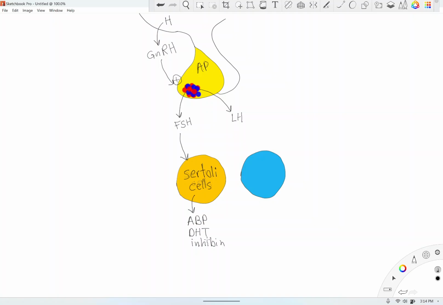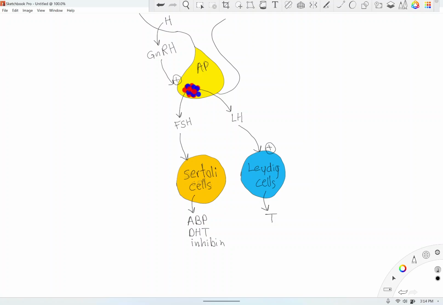On the other hand, GnRH at the same time will act on the anterior pituitary, causing release of LH, luteinizing hormone. Luteinizing hormone would travel in blood all the way to the testes and act on Leydig cells of the testes. Leydig cells, in response to LH stimulation, produce testosterone. Okay, so this is the general physiology of the male reproductive system. We have hypothalamus, anterior pituitary, and testes.